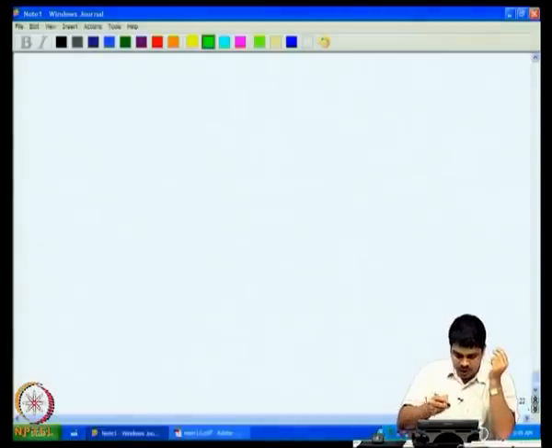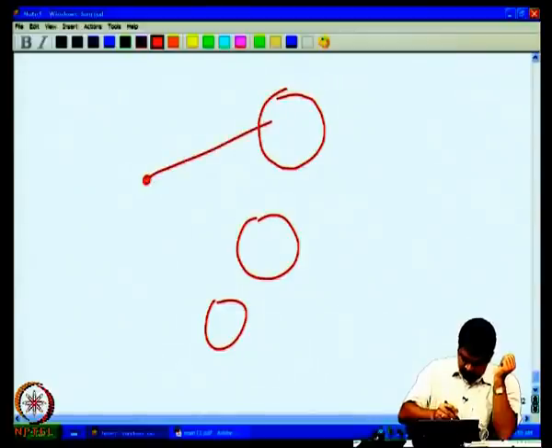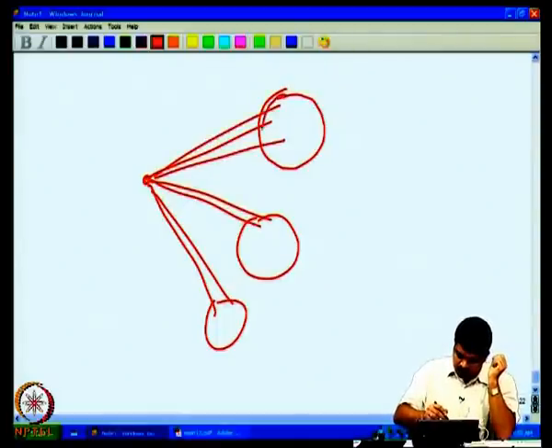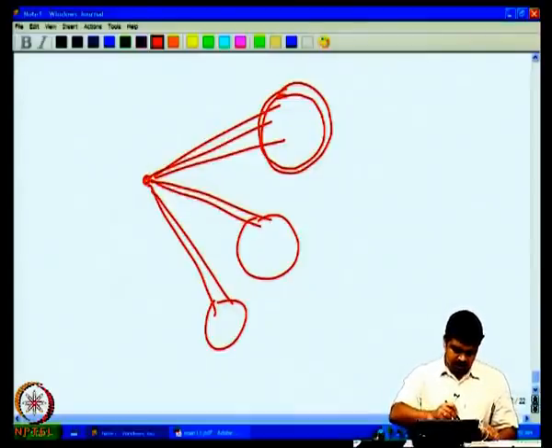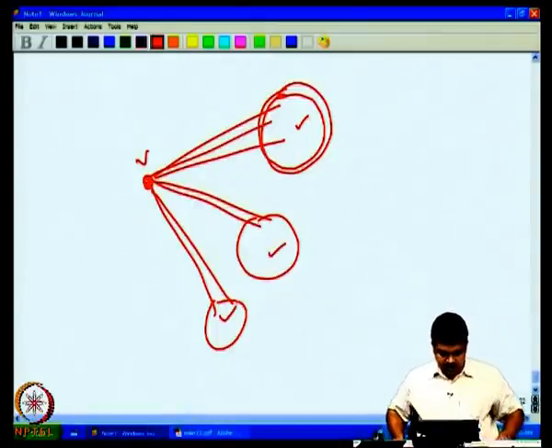Now, one thing we have to consider carefully: is it possible that this is somehow a disconnected graph? We are talking about a connected graph. When I remove the vertex V, its neighbors may go into disconnected components. Is it possible? It is possible that this vertex V is connecting these parts together, right?